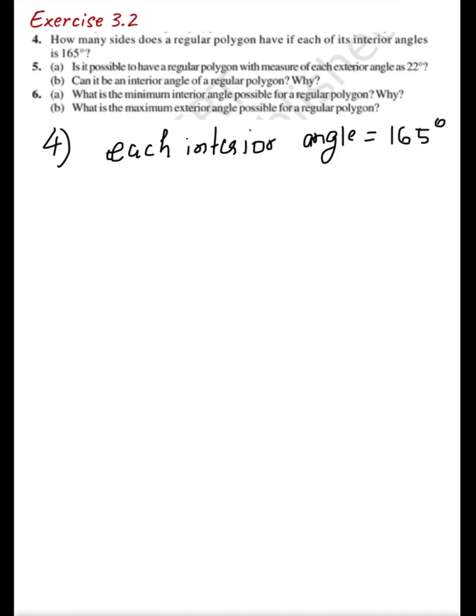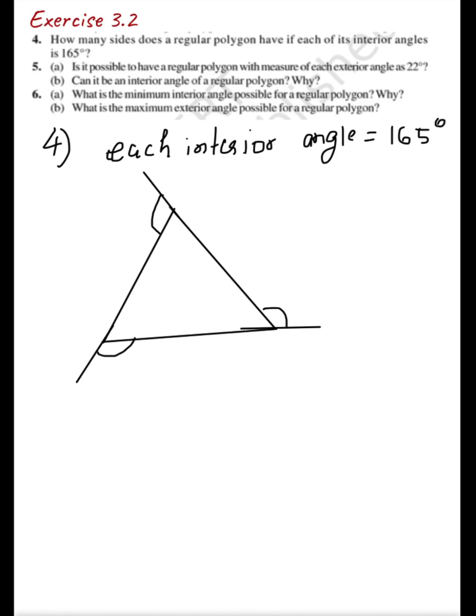Let's take one example. Suppose this is the polygon. This is not the actual polygon, but in order to understand the concept, I am taking this as the polygon. And you know how to draw the exterior angle. This will be the first one, this will be the second one, and this will be the third one. These will be the exterior angles.